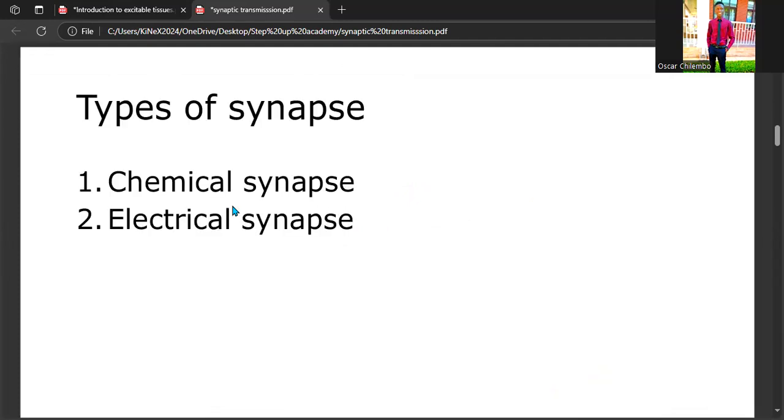Okay. Then we have types of synapse. We have the chemical synapse and the electrical synapse. Now, we should be more interested in looking at the differences between the chemical synapse and the electrical synapse. Why is it that we have these two? How are they unique from each other?